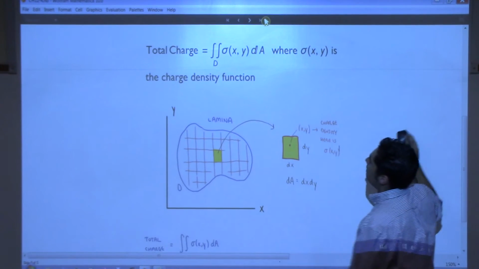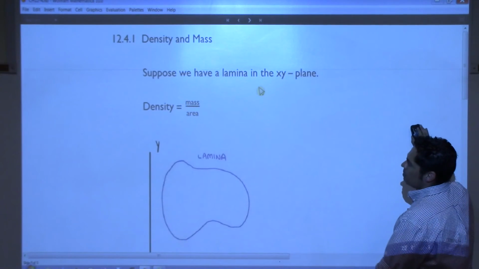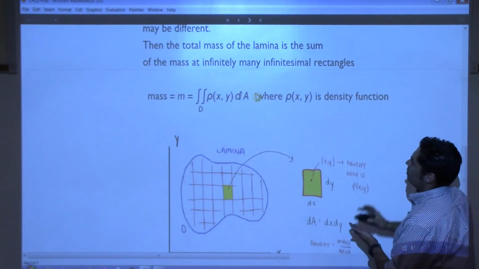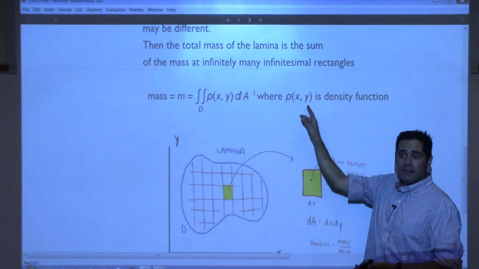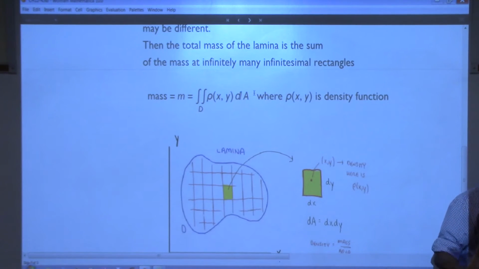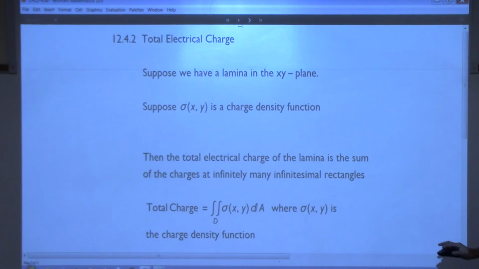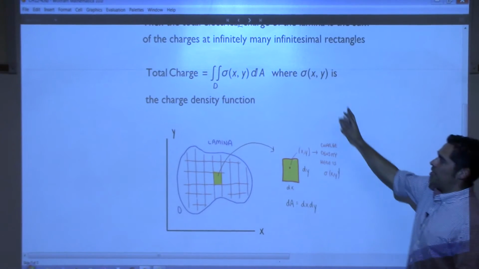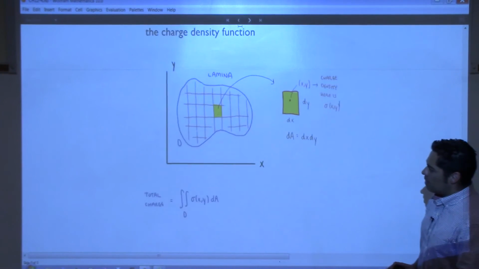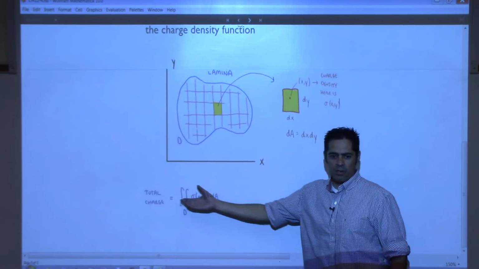In the previous example, rho of x,y was a density function. In the second example, it was the charge density. So if you do this double integral, it gives you the total charge.